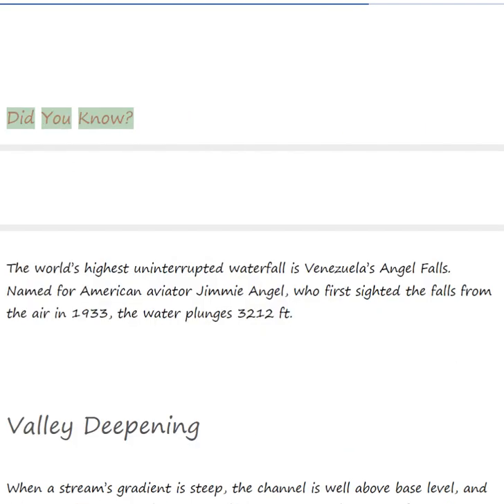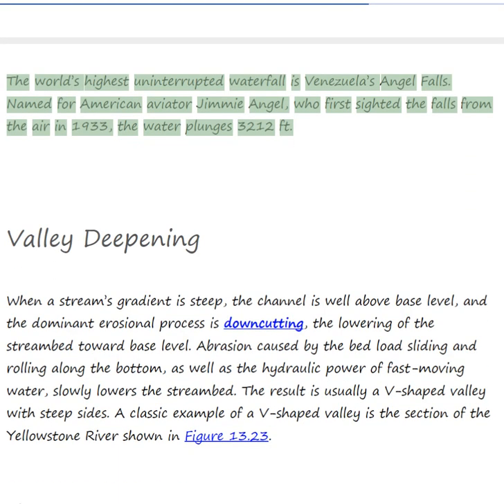Did you know? The world's highest uninterrupted waterfall is Venezuela's Angel Falls. Named for American aviator Jimmy Angel, who first sighted the falls from the air in 1933, the water plunges 3,212 feet.